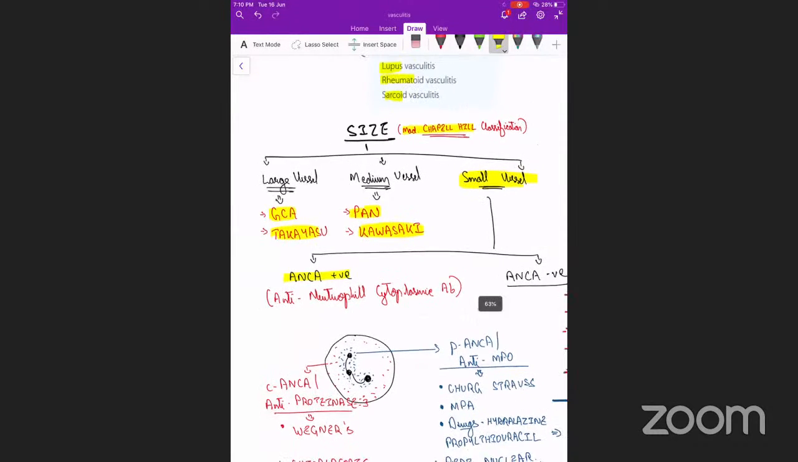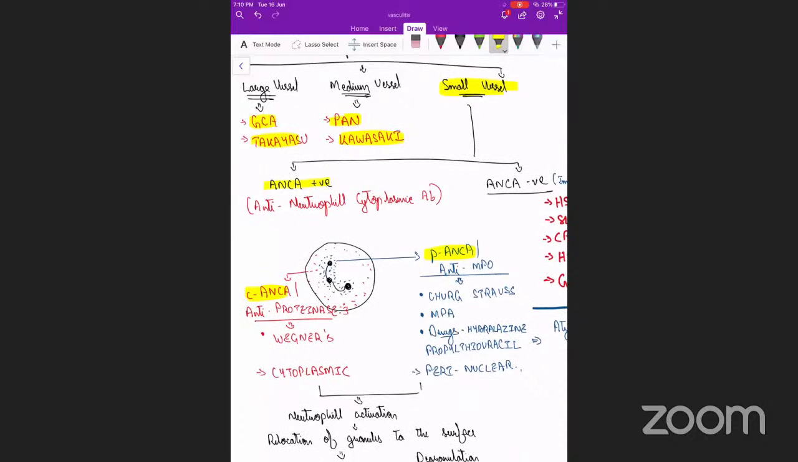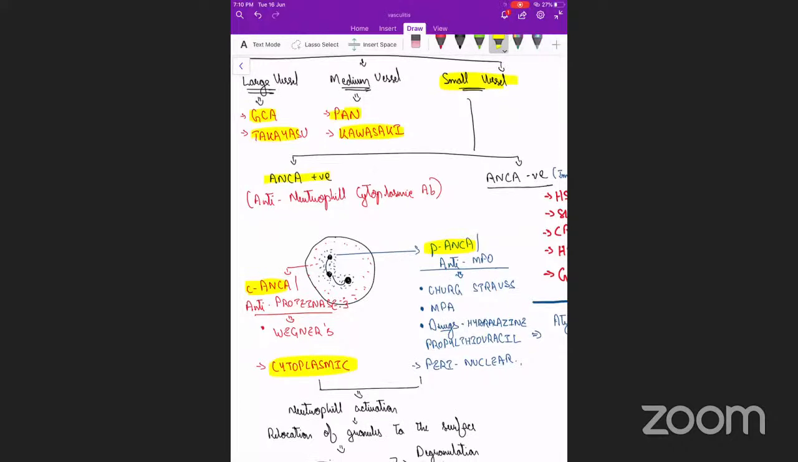And this ANCA is of two types. One is C-ANCA, one is P-ANCA. So what do they mean by C-ANCA and P-ANCA? C is nothing but cytoplasmic ANCA. That is, on doing immunofluorescence, the stain will be taken up by the cytoplasm. Cytoplasmic will be the pattern. But in P-ANCA, which is nothing but perinuclear ANCA, the pattern will be perinuclear. Around the nucleus, the immunofluorescence stain will be taken up.